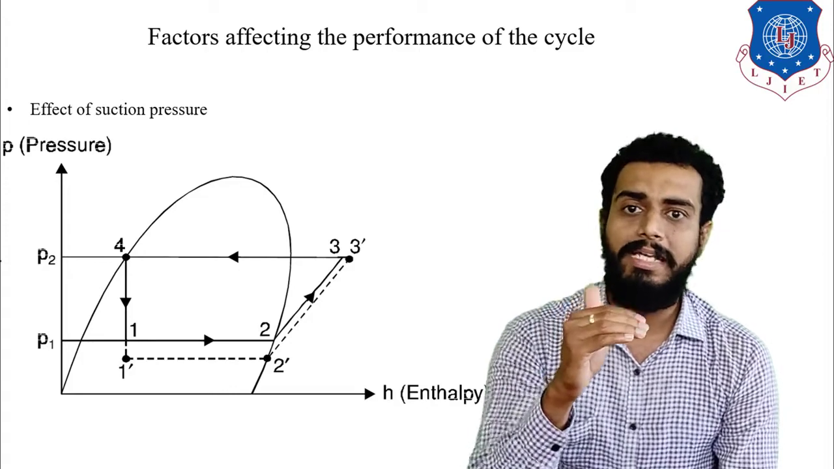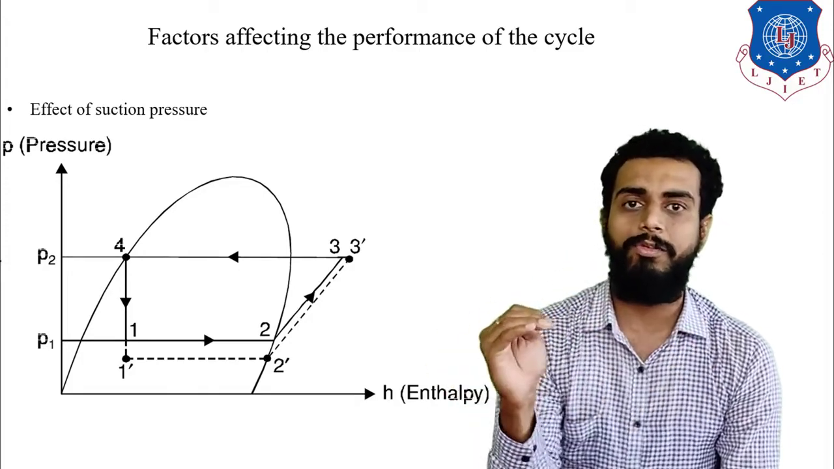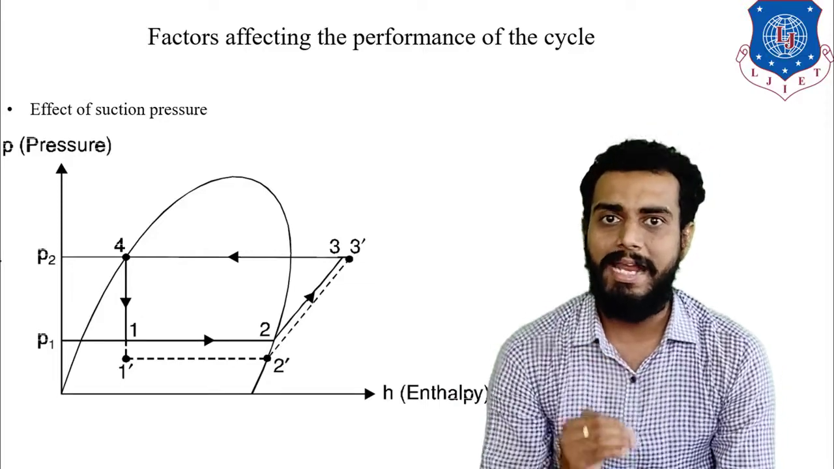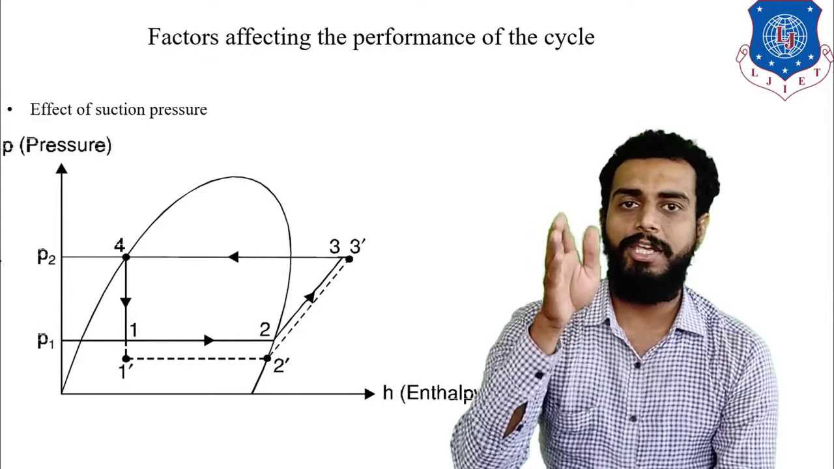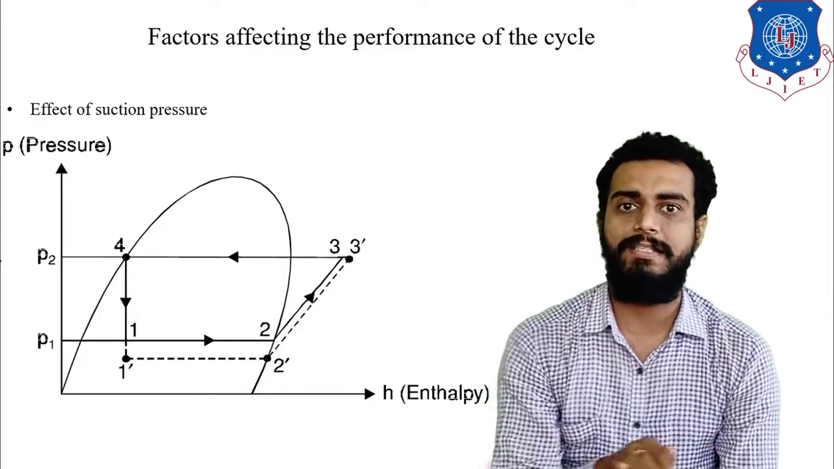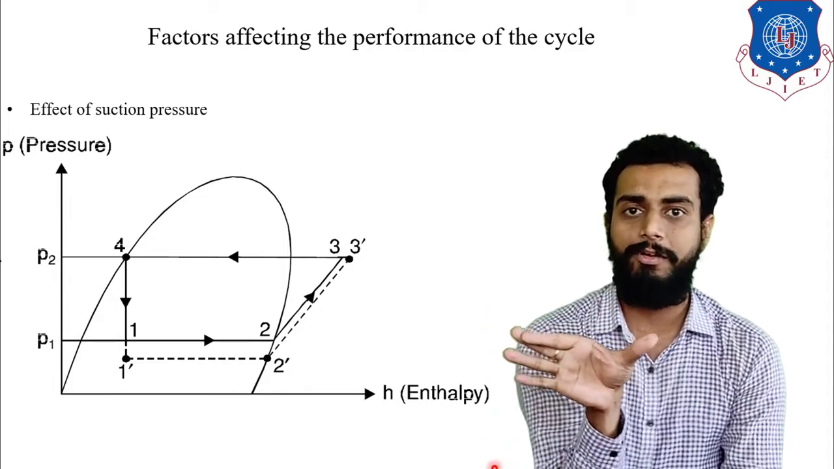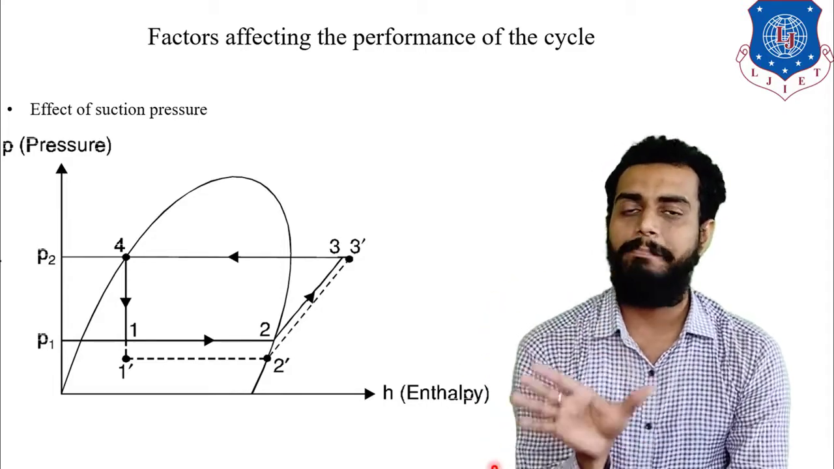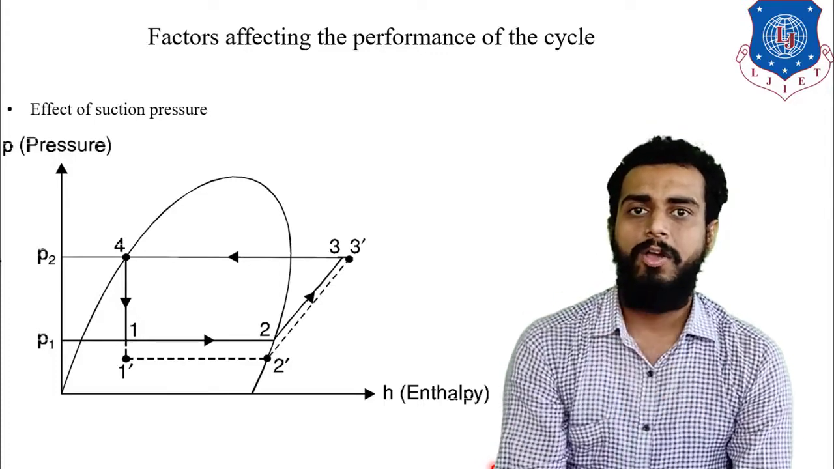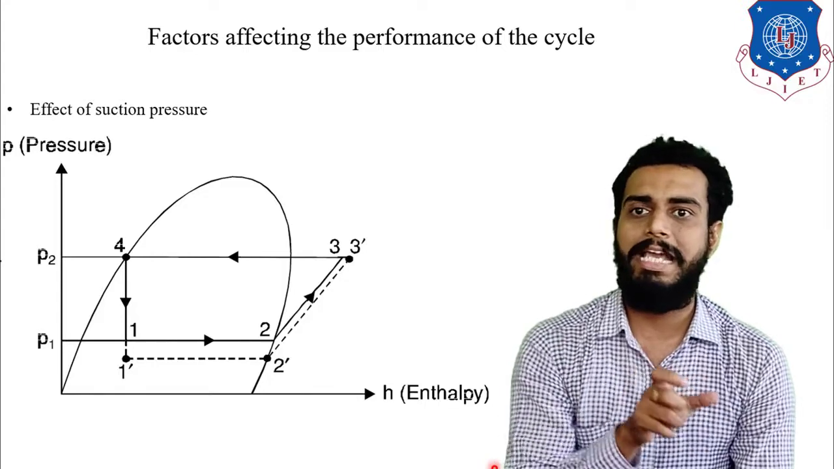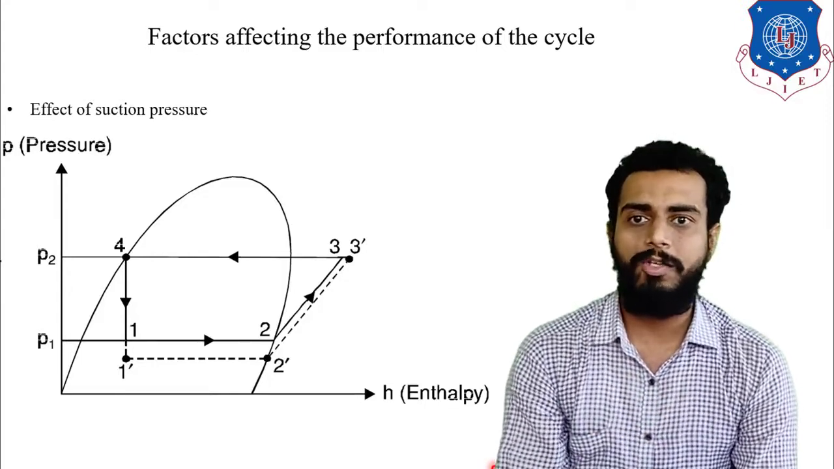Now if we decrease that, what does it mean? We have to draw this 1 to 2 line slightly lower, because on the y-axis we have pressure and on the x-axis we have enthalpy. So in order to decrease the pressure, this horizontal line 1 to 2 is drawn slightly below. Now the new representation of the cycle is 1 dash, 2 dash, 3 dash, 4 and back to 1 dash. Let us observe what will happen.